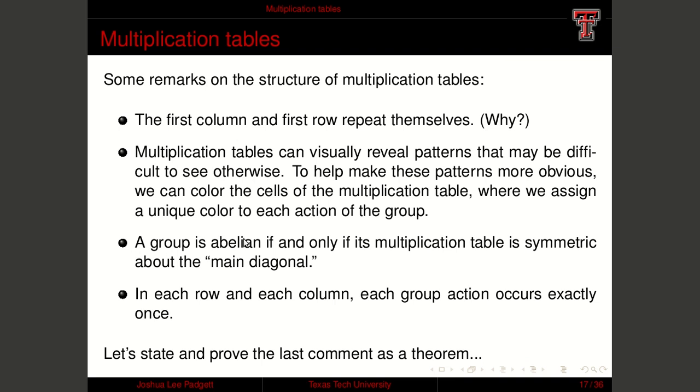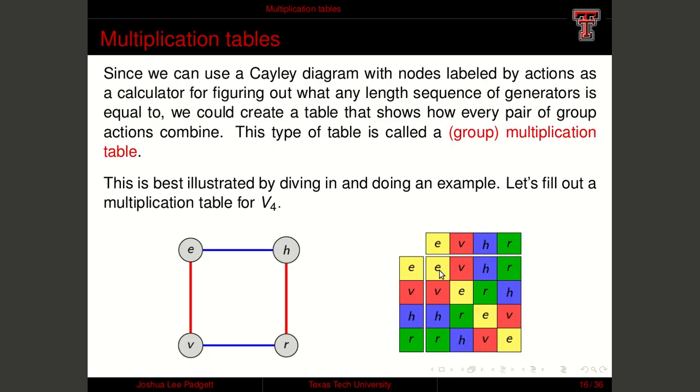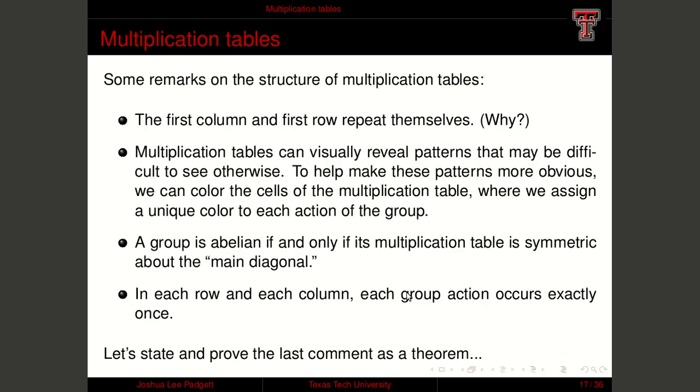Well, for instance, the group is abelian, which means that every possible action is commutative, if and only if the table is symmetric about the main diagonal, which is what we have here. There's a diagonal, and it's a mirror image across that diagonal. This is because of the fact that it's commutative.